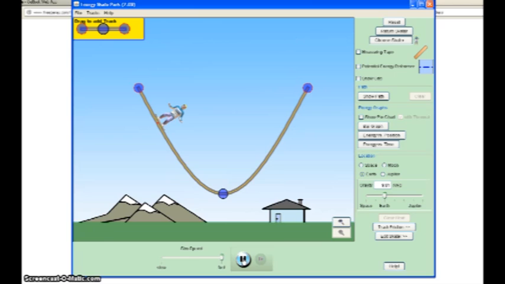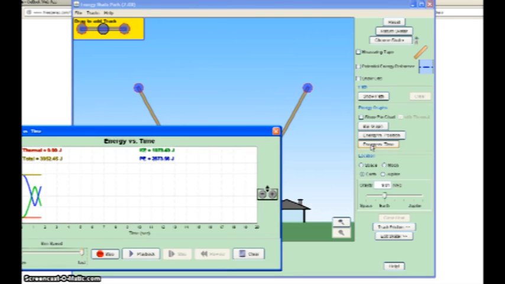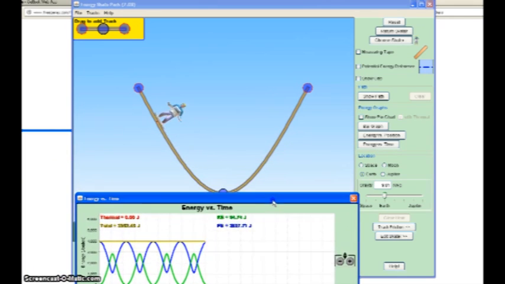So we can look at an energy versus time graph. You can see that as he goes, his potential energy in blue decreases as he goes to the bottom, whereas his kinetic energy is increasing at the same time. So his total energy in yellow stays the same.